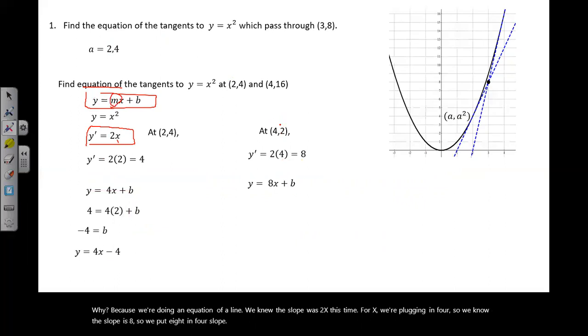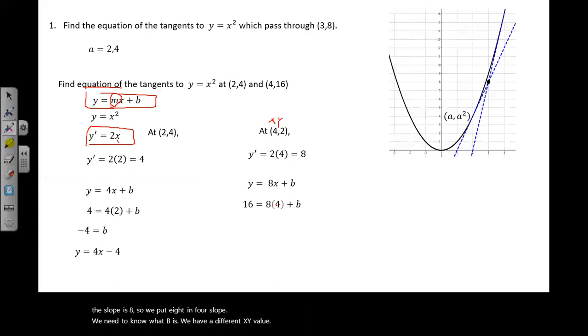We need to know what b is. We have a different x, y value. Okay, so put 4 in for x and... sorry, 4, 16 is the point. Okay, so 4 in for x, 16 in for y. That'll give us 32. Pull that over. B is -16, so our equation is 8x minus 16.